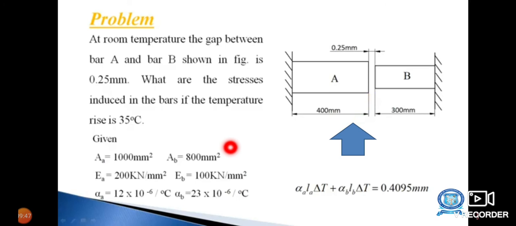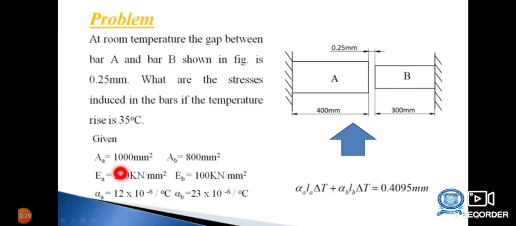So once again I will read the problem, then understand the given data. At room temperature, the gap between A and B bar shown in the figure is 0.25 mm. What are the stresses introduced in the bar if the temperature rise is 35 degrees Celsius? So the temperature rise is 35 degrees Celsius. The area of the A section is 1000 millimeter square, B section is 800 millimeter square. Young's modulus of A is 200 kilonewton per millimeter square, and of B section 100 kilonewton per millimeter square.